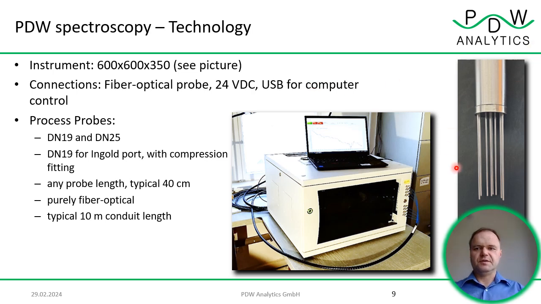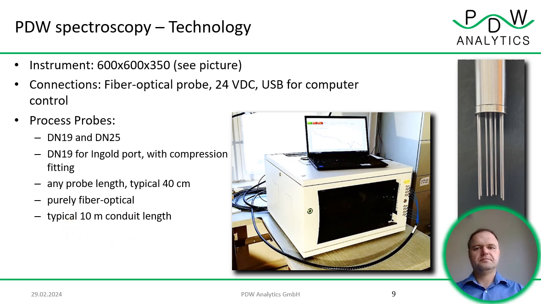The process probes, one image is shown here on the right side, are having standard diameters of 19 millimeters and 25 millimeters. For example, with the DN19 probe, we typically operate in fermenters on basis of an Ingold port with compression fitting. The probe length can be adjusted depending on the needs. The typical length is 40 centimeters. It's a purely fiber optical probe, so no electricity or whatsoever inside the probe. And the conduit length, so the length of the fibers between the instrument and the actual probe, is typically 10 meters.